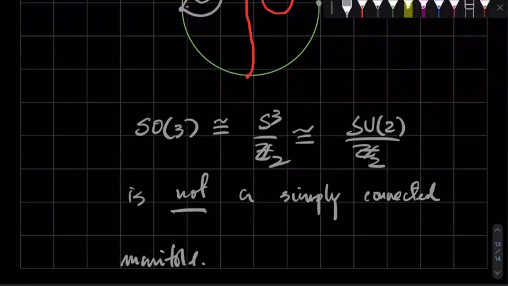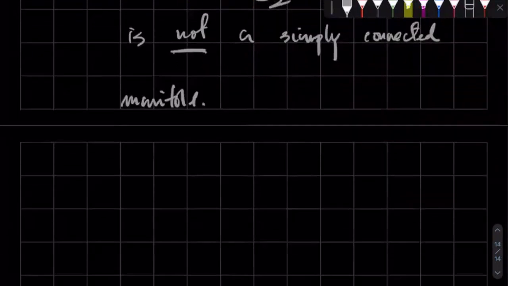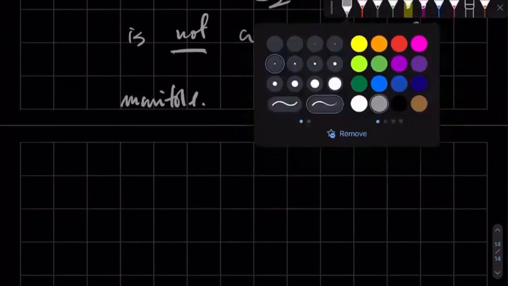I said that I would give you an example of a very simple non-simply connected manifold, right? Is everyone back? I'm here. Yes, sir. Okay.